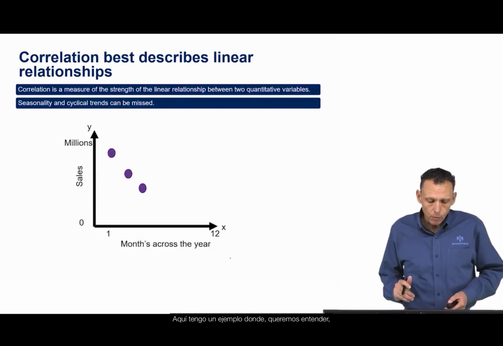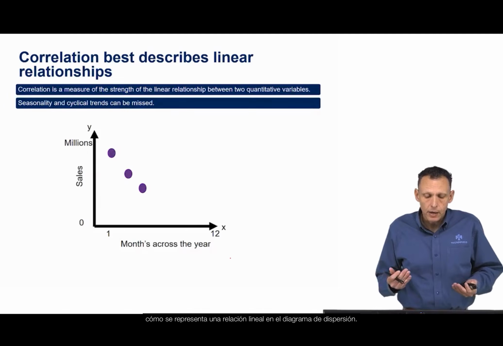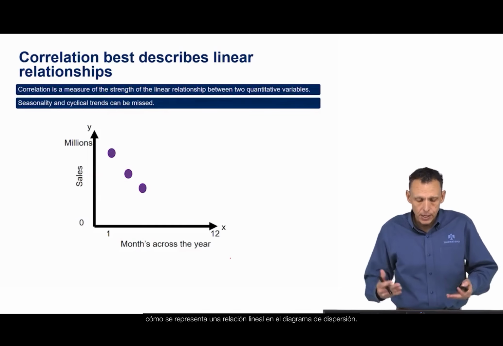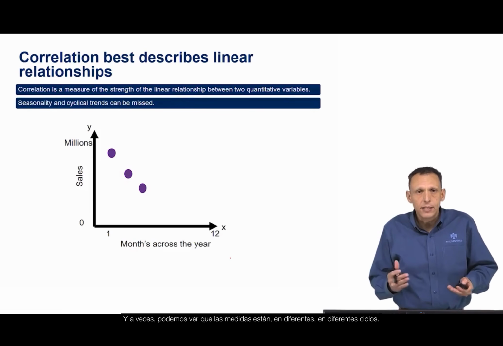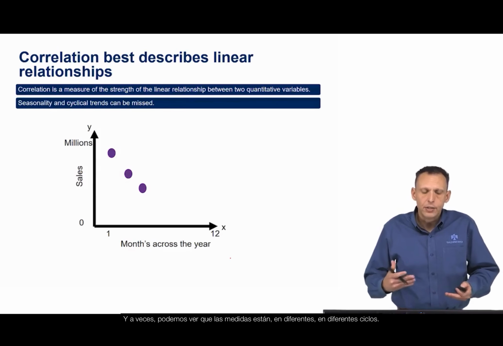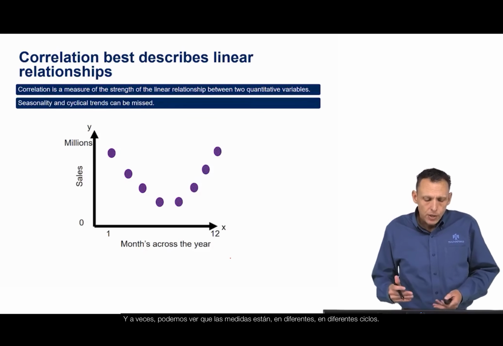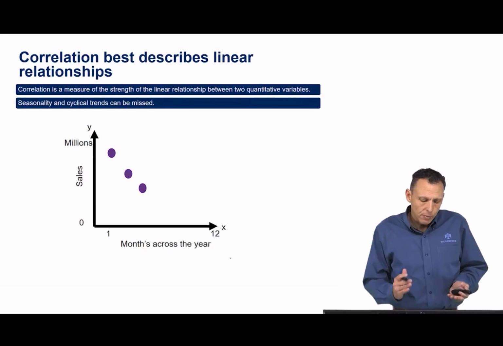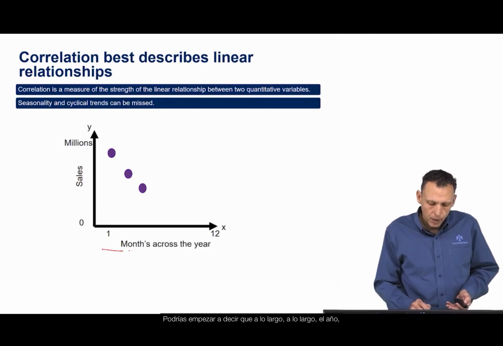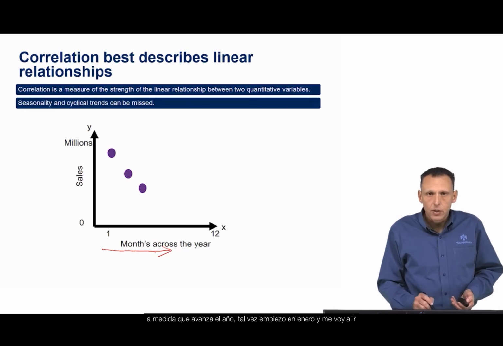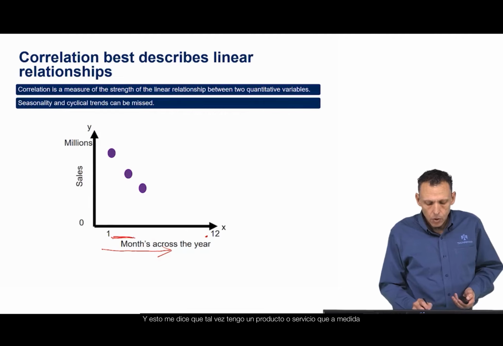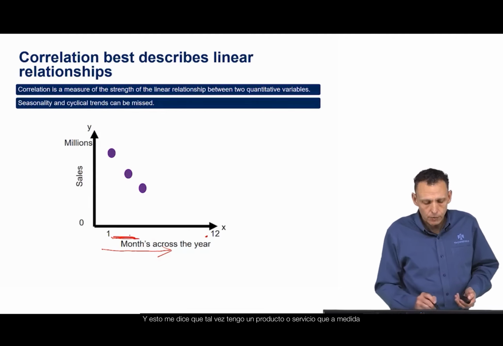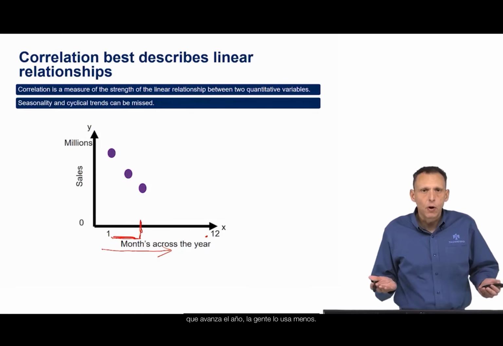Here I have an example where we want to understand how a linear relationship is represented in the scatter plot. And sometimes we might see that measures are on different cycles. So let me roll this back. Here you might start to say that across the year, maybe I start in January and go to December, I can see that sales are decreasing. And so this tells me perhaps I have a product or service that, as I go later in the year, people are using less.